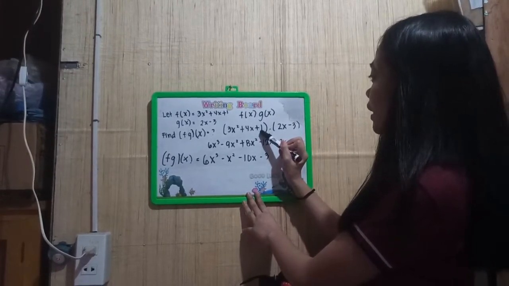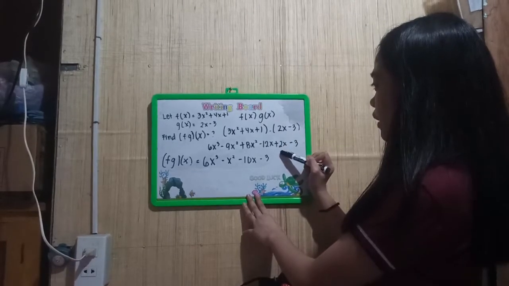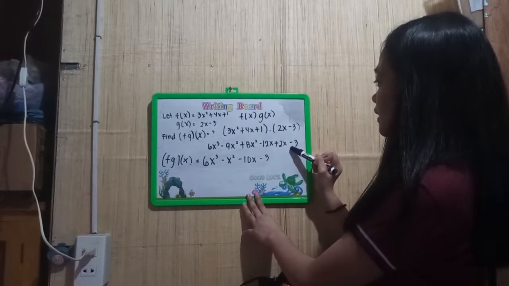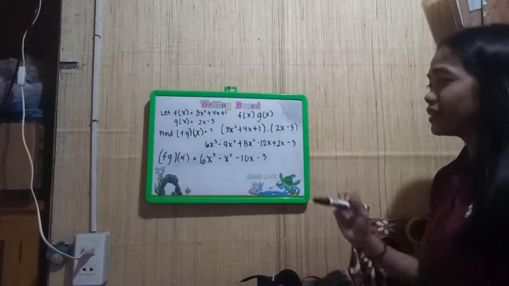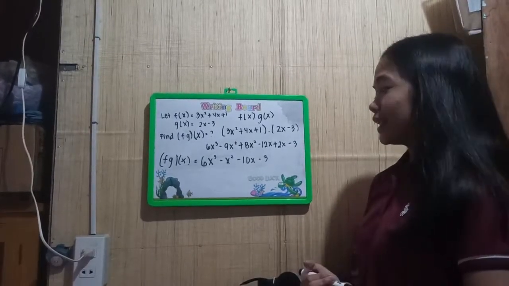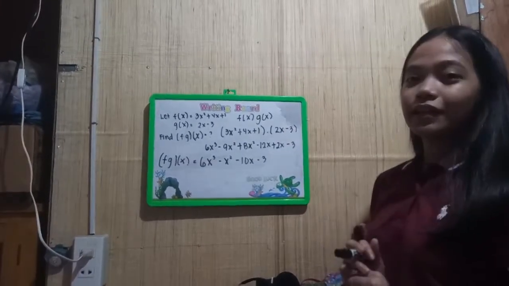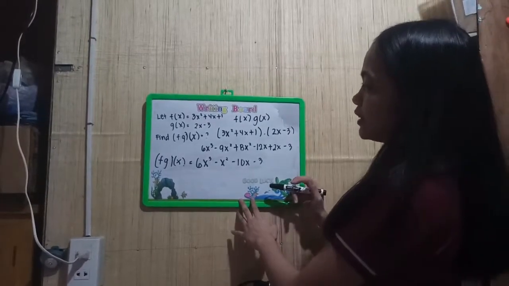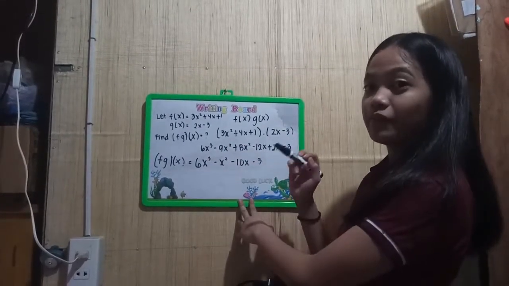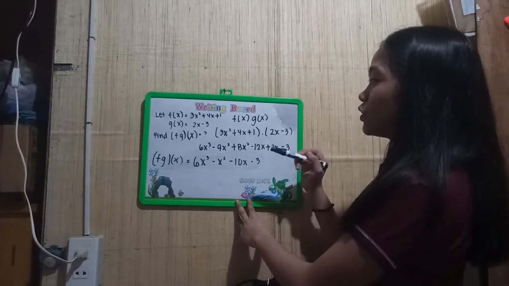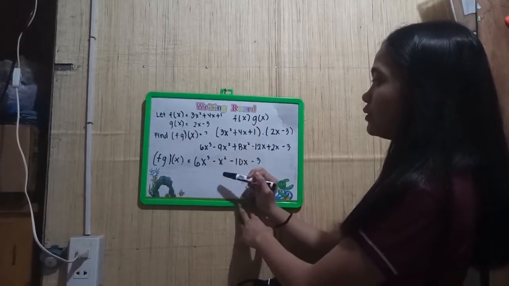Third term, 1 times 2x is equal to 2x, and 1 times negative 3 is negative 3. So, we will do the combining like terms. In combining like terms, if the exponents don't have the same value, we will automatically copy or bring down the term.